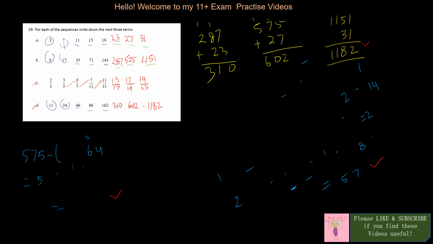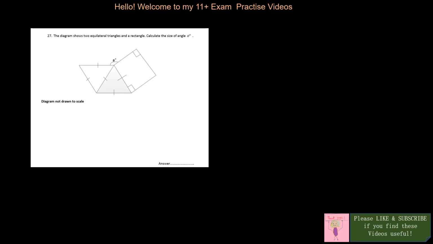Okay, that took me a long time to figure it out. The next one is really a difficult question, but anyway, it's just practice, and we can all get there. So the next one is asking us to find out what the angle A should be if this is an equilateral triangle and this is a square. So how do we do this?